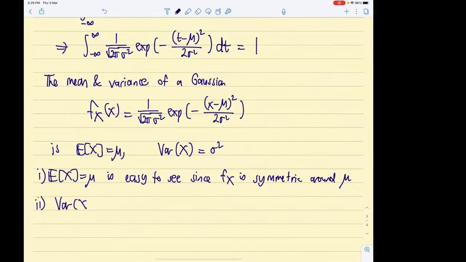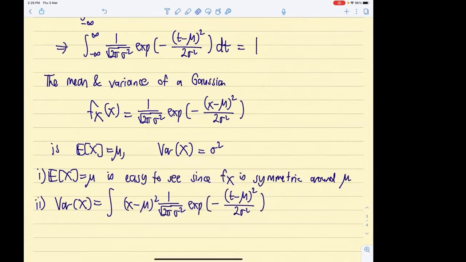Now the variance of x can be computed in the following way. Integral of (x minus mu) squared times this particular density f(x) dx. So that is the definition of variance. Remember that the variance of x is equal to the expectation value of x minus the mean quantity, squared. And that's exactly what I'm doing.